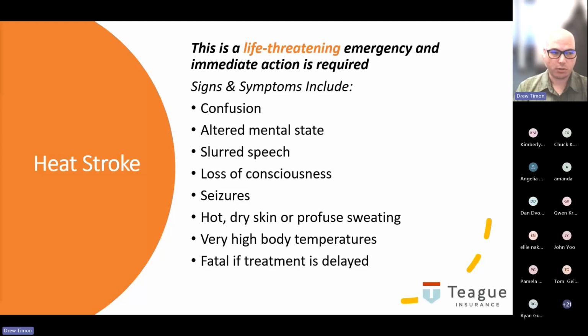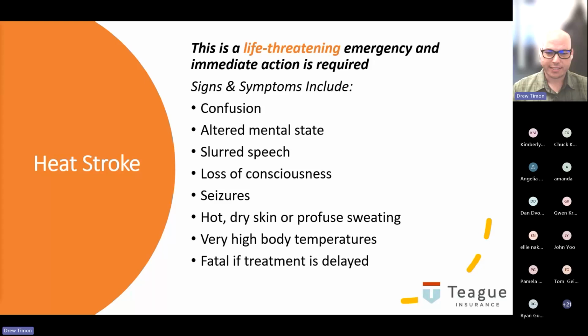All right, so heat stroke. This one is the life-threatening emergency, and immediate action is required. All right, so this is where there's no time to play around. We want to get them emergency help as soon as we can. So heat stroke happens when the body can't regulate its core temperature and can no longer rid itself of excess heat. With heat stroke, the body's temperature rises rapidly, and the body's ability to sweat fails and cannot cool down.